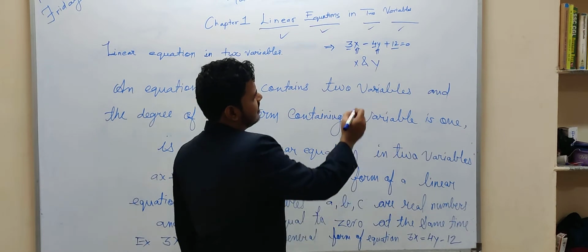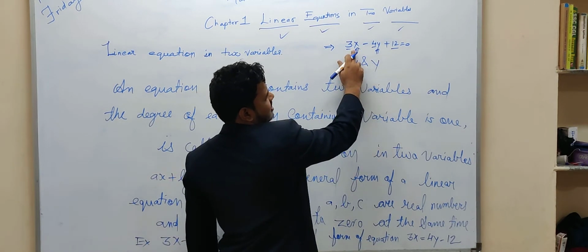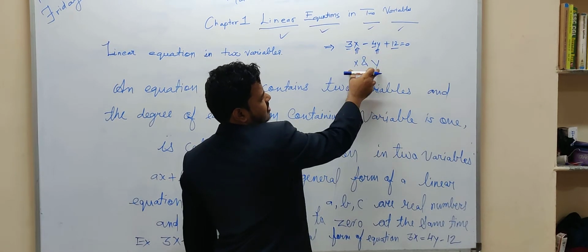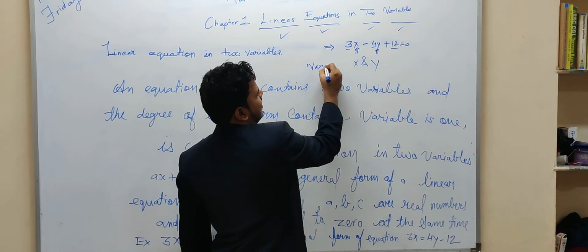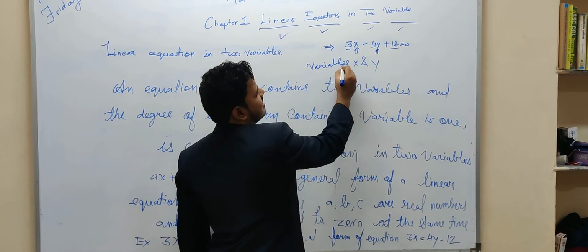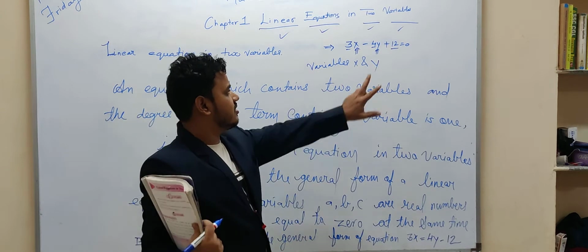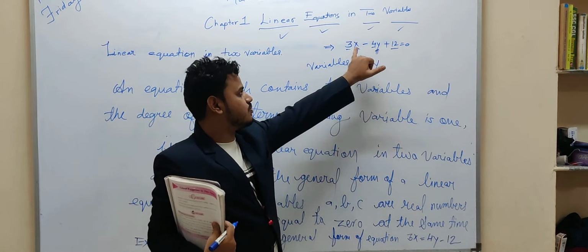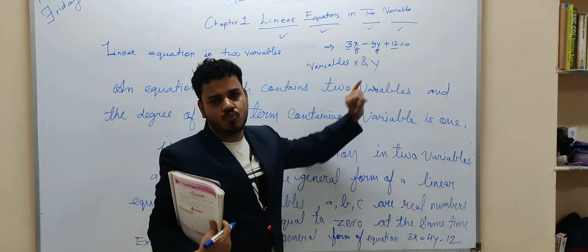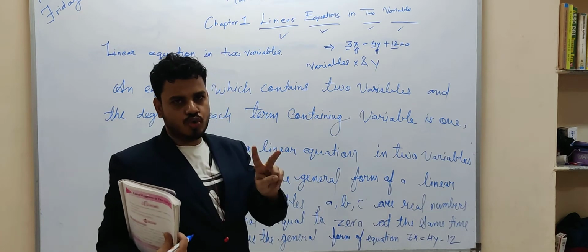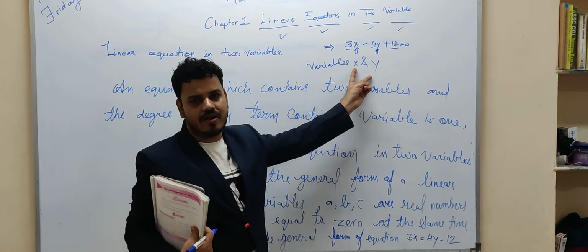Understood? So x and y, whatever alphabets you are seeing here, are nothing but variables. How many variables do we have in this equation? Two variables: one is x and the other one is y. So we have two variables, two alphabets.